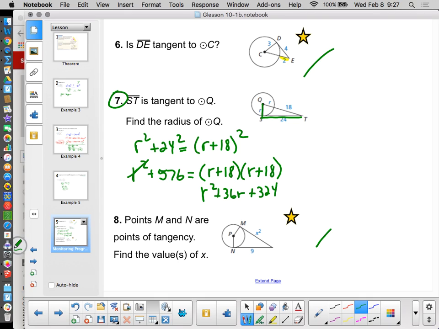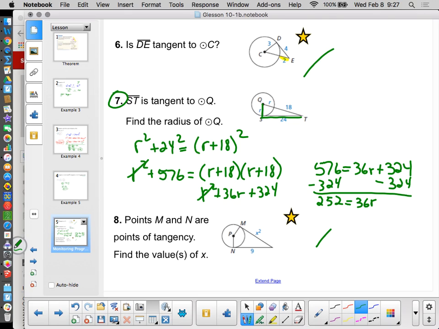Fortunately for us, the r squareds cancel, and I'm left with 576 equals 36r plus 324. And now we just do the simple linear algebra. And I get 252 equals 36r. And 252 divided by 36 is 7.